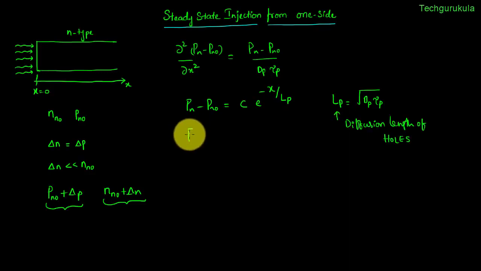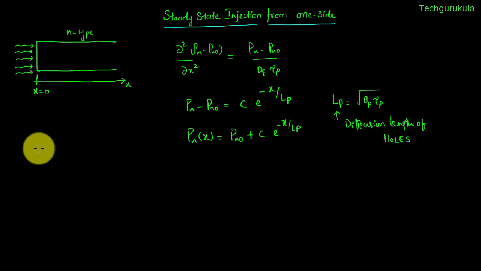And we can rewrite this as Pn. We know Pn would be a function of space. We can write it as Pn of x equal to, sending the Pn naught to the other side, Pn naught plus c times e power minus x over Lp. We can draw this function with respect to x as like this, where the initial value is Pn of 0. This is exponentially going to decrease as x is increasing, and as x is very high, the carrier concentration would remain at the equilibrium concentration.